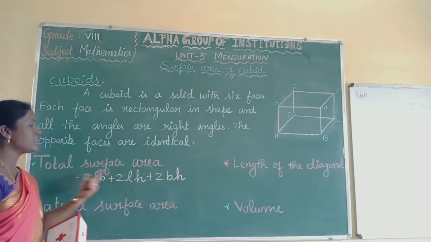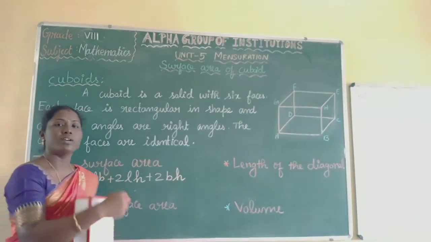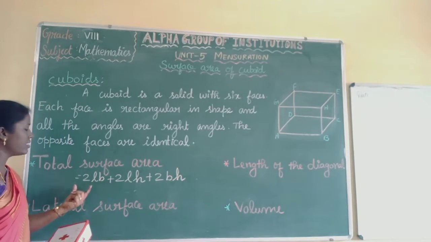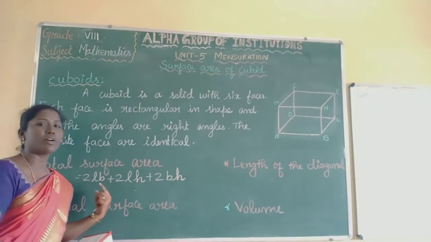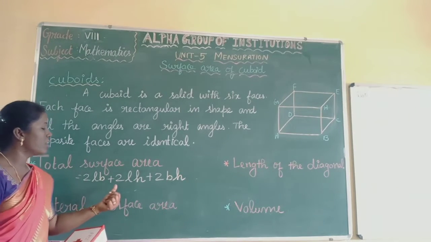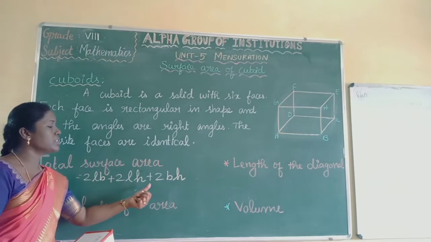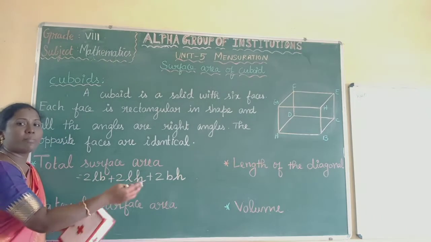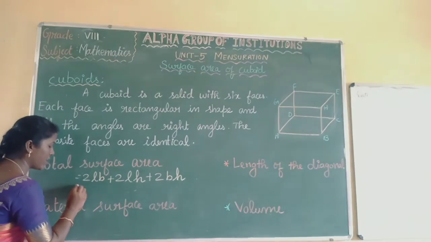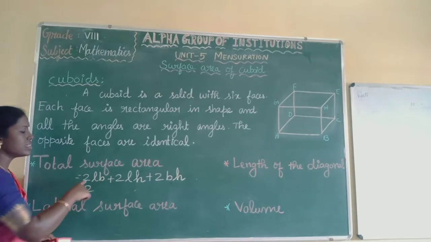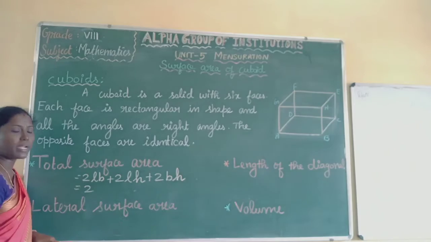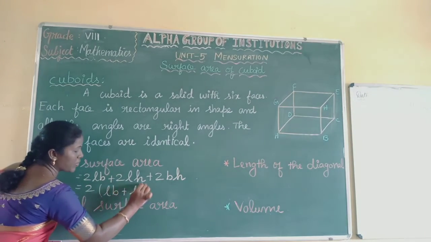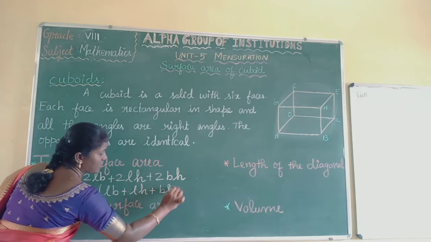So, the total surface area, I told, is the sum of the area of 6 faces. Two identical faces are there, so we are getting the 6 faces. The total of the 6 faces is 2 into L into B plus 2 into L into H plus 2 into B into H. This is the total surface area formula, but we can shortcut this formula by taking 2 common outside. For all the terms we are having 2 common. If we take 2 common outside, the remaining will be LB plus L into H plus B into H.